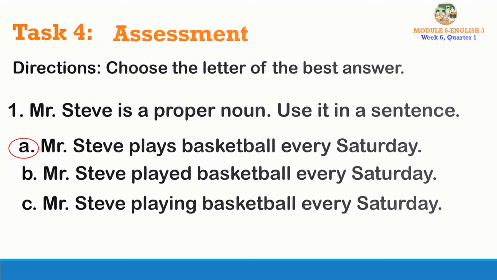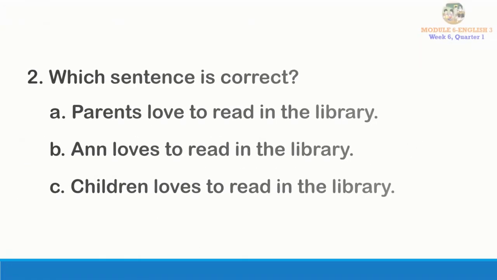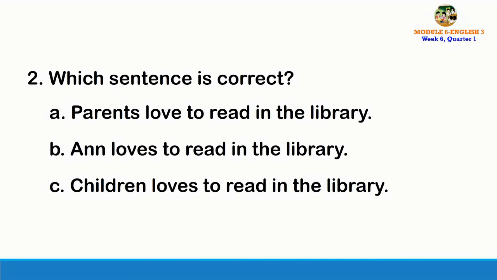Number 2. Which sentence is correct? A. Parents love to read in the library. B. Aunt loves to read in the library. C. Children loves to read in the library. What do you think is the correct answer? The correct answer is letter B. Anne loves to read in the library.